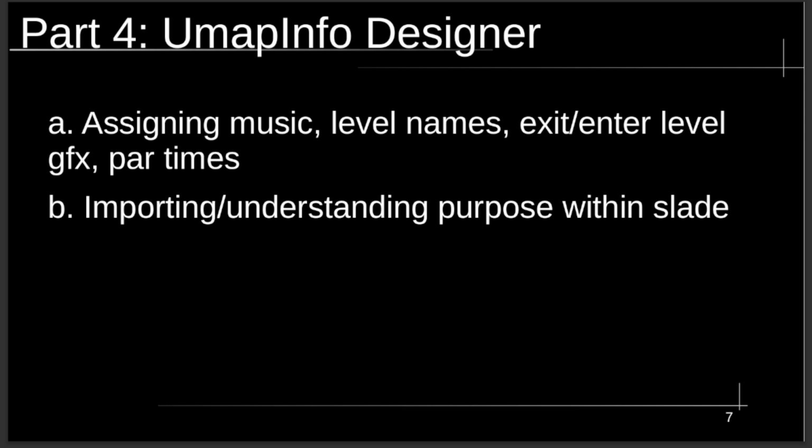Welcome to Chapter 5. It's UMAP info time. We're going to start by using this cool utility called UMAP Info Designer to create a reference text file and then put that inside of our WAD and change that within Slade. So with this program, we're going to assign music to the levels, add level names, our splash graphics, and par times. And we're going to pop that into Slade and kind of get into how it works and why it works.